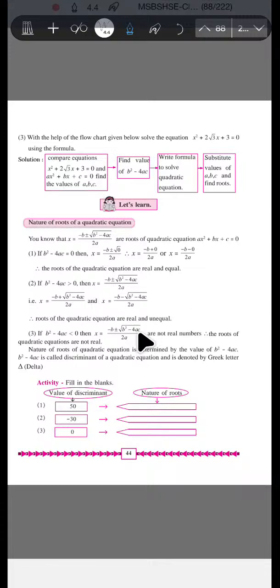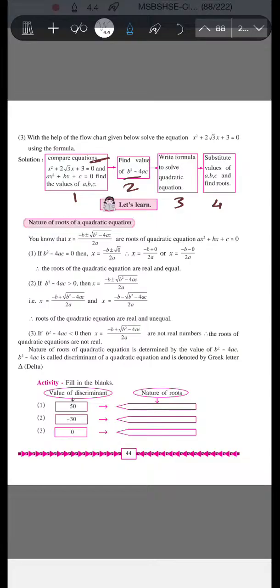What it says is: compare the equation with our standard equation ax square plus bx plus c equal to 0, and find the values a, b, c. The next step is to find the value of b square minus 4ac, write the formula to solve the quadratic equation, and substitute the values of a, b, c. So we have to follow this step first, then second find b square minus 4ac, third this, and fourth this. We just have to follow the steps. So without wasting time, here we are going to start.